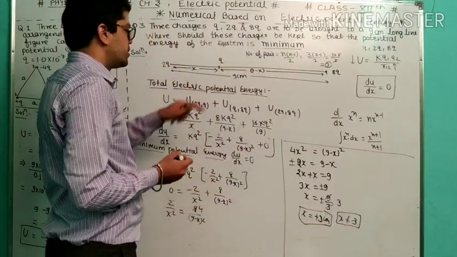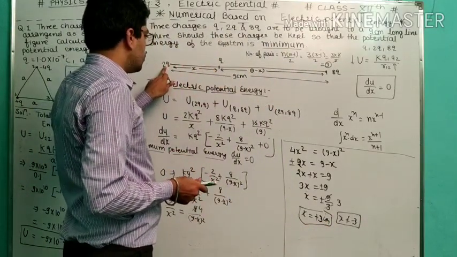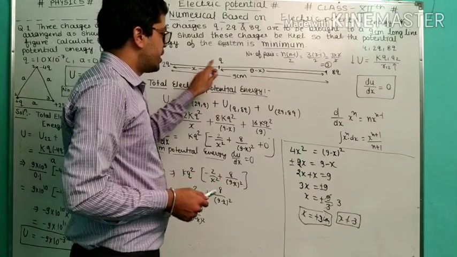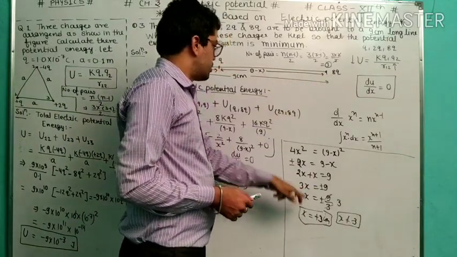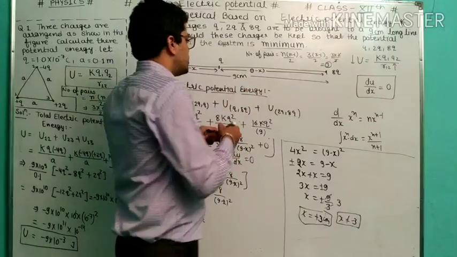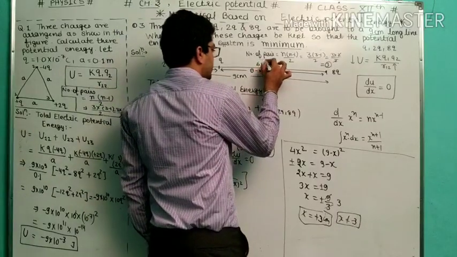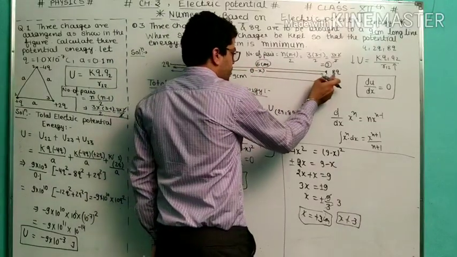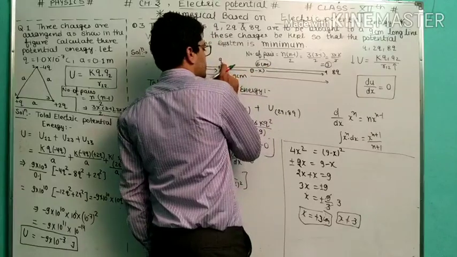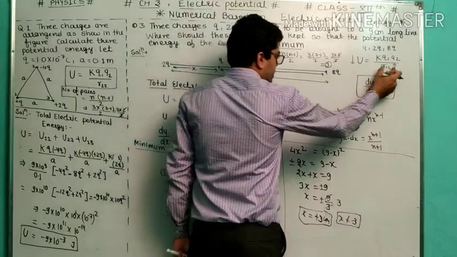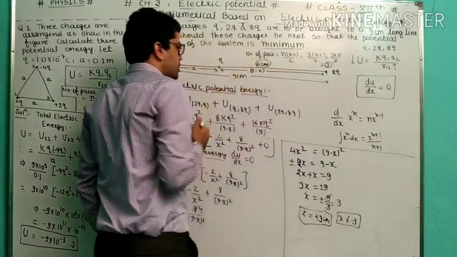It means we have to put this small charge 3 centimeter from the 2q charge, and from the 8q charge it is 9 minus 3, so 6 centimeter. So we got it. The higher magnitude charge is away from the charge, because when the distance is maximum, the electrical potential energy is minimum.